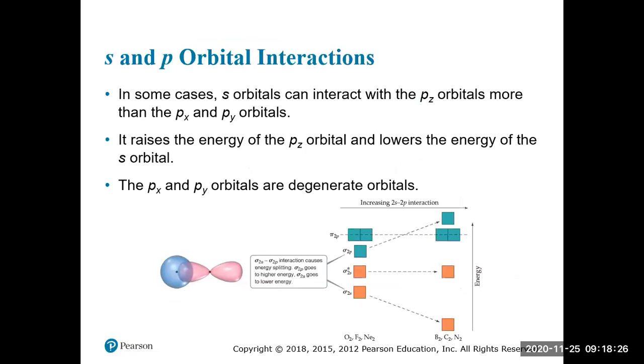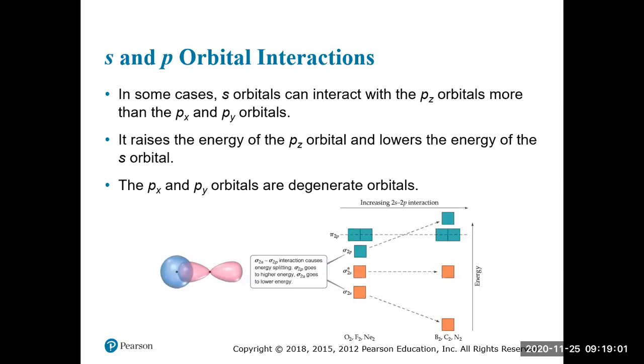So we looked at s orbitals overlapping, we looked at p orbitals overlapping. You also can have, if you had one atom that has an s orbital and another atom that has a p orbital, s and p orbital interactions. So let's take a look at that for a little bit. At the bottom here, we show from an electron density perspective what that looks like.